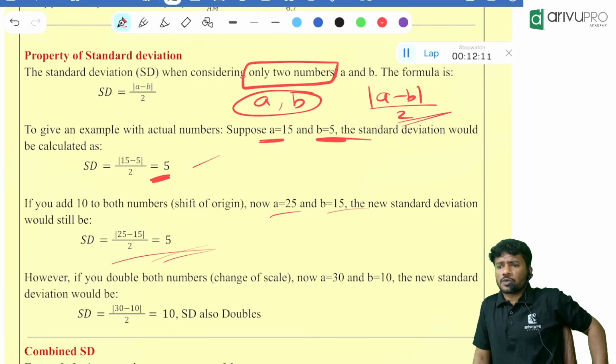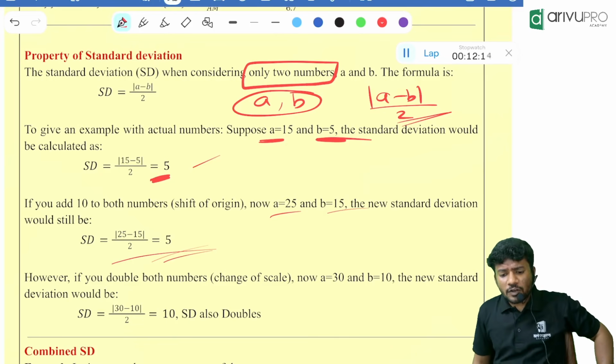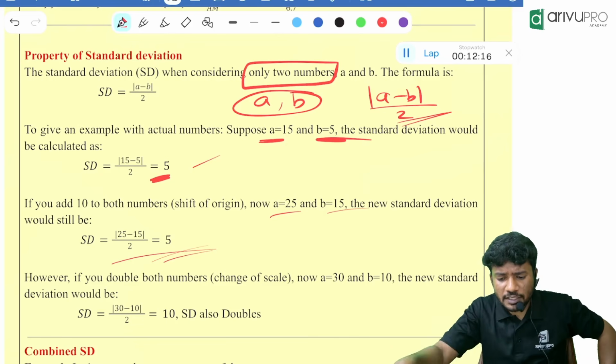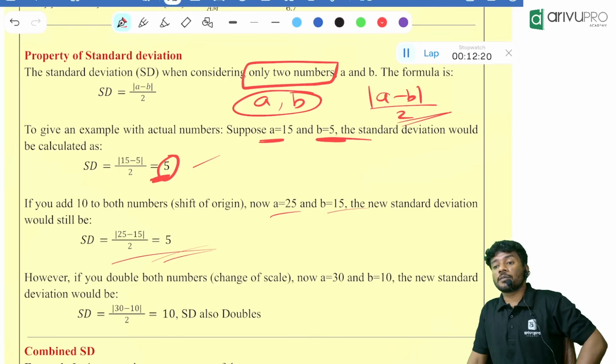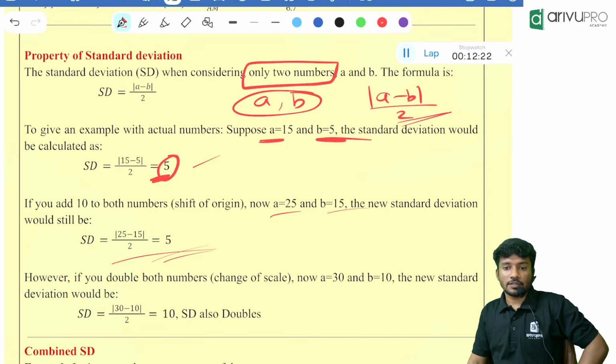Now I will ask you a question. We got the standard deviation for the first case as how much? 5. What if I multiply both the observations by 2? Observations will become 30 and 10. Then the standard deviation also will become what? 5 into 2, which will become 10.